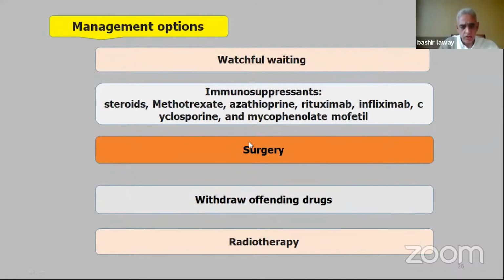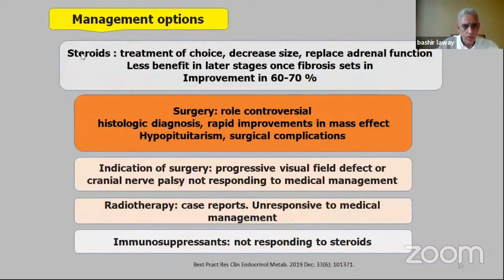Surgery has very few indications. If there is some drug which causes lymphocytic hypophysitis, then that has to be stopped. Radiotherapy has a very limited role. Steroids are the treatment of choice. They decrease the size. We also need glucocorticoids to replace because they have adrenocortical deficiency. So we need to give glucocorticoids, but it has less benefit later on because fibrosis sets in. Improvement occurs in 60 to 70%.